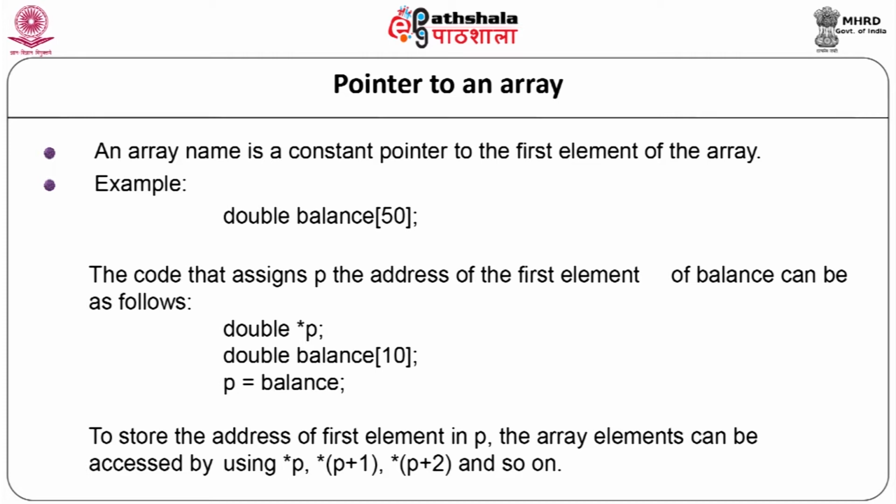Therefore, the code that assigns p the address of the first element of balance can be as follows: double *p; double balance[10]; p equal to balance. After storing the address of the first element in p, the array elements can be accessed by using *p, *(p plus 1), *(p plus 2) and so on.